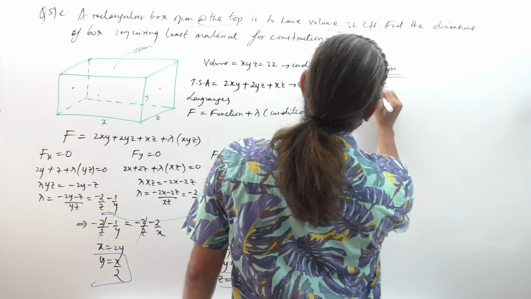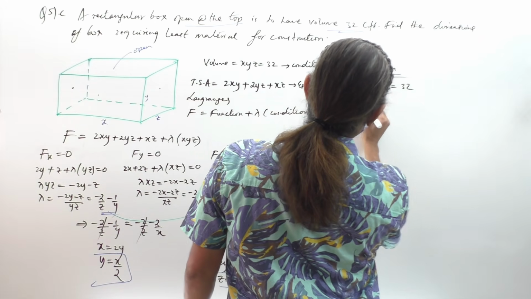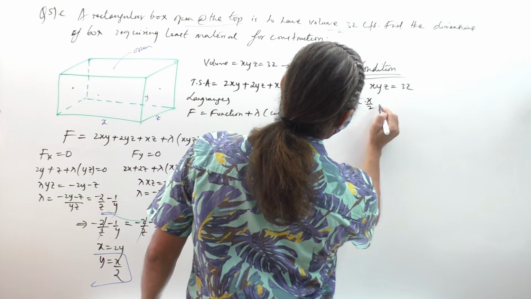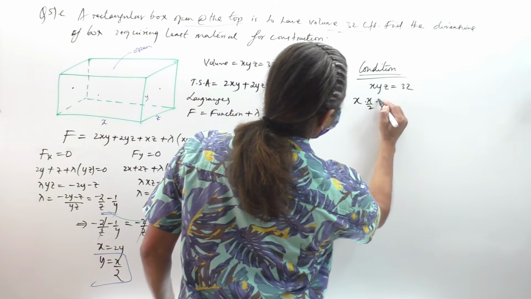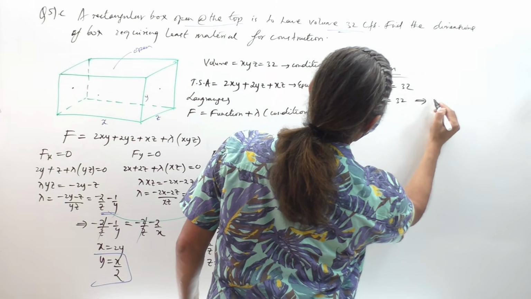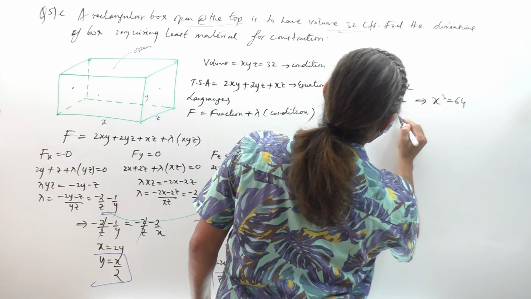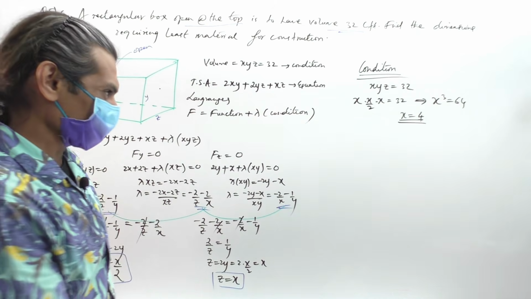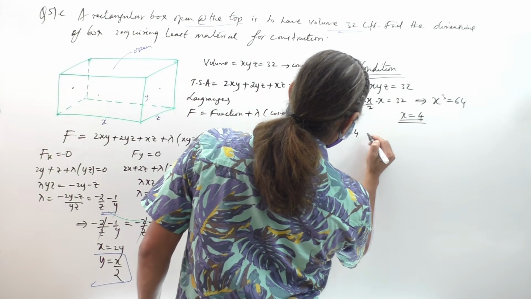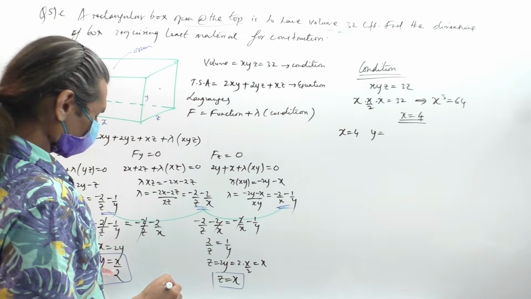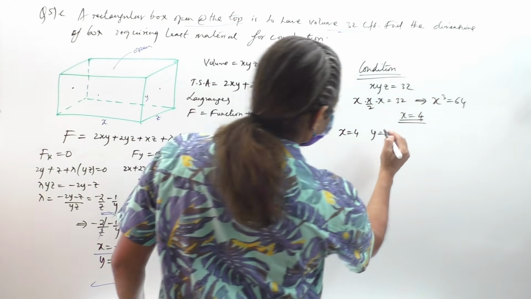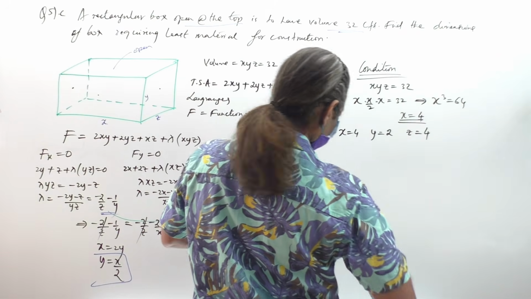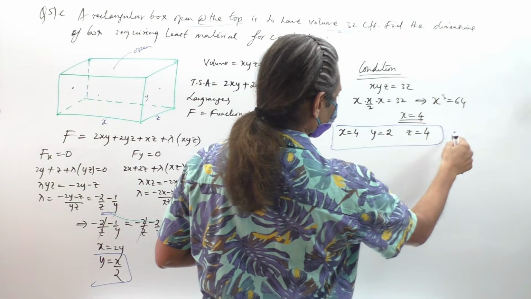See, the condition is xyz is equal to 32. So I told x as it is. What is y? X by 2. And what is z? X. So x cube by 2 is equal to 32, which implies x cube is equal to 64. So x is equal to 4. From this we can find all the values. So when x is equal to 4, y is 4 by 2, because y is x by 2. So 2. And z is equal to 4 only.